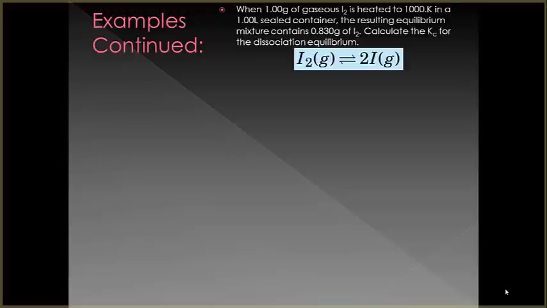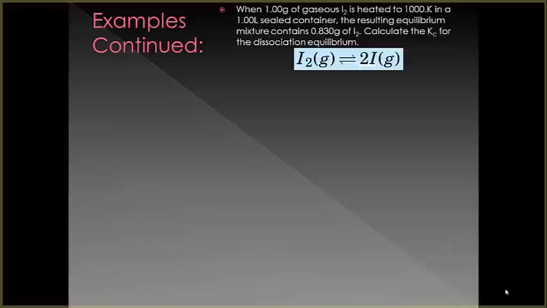So what we're going to do is we're going to go through and say, well, how much of it did we start with? How much of it did we end with? And then what does that mean about how much of the I do we have? So before we can start this, we have to convert these grams into moles per liter, because when we're dealing with Kc, we have to have concentration.